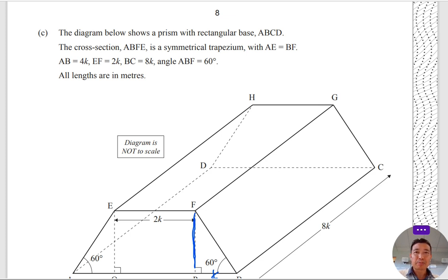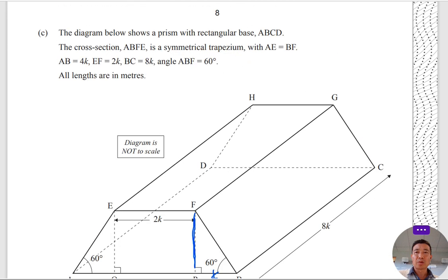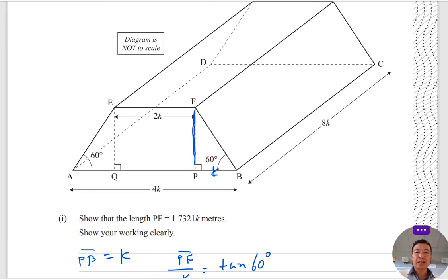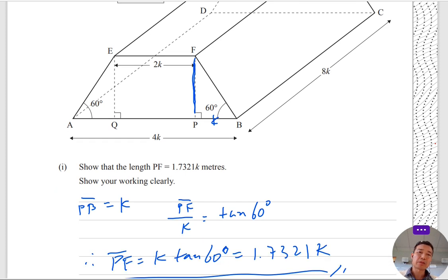The diagram below shows a prism with the rectangular base ABCD. The cross section ABFE is a symmetrical trapezium with AE equals BF, and AB equals 4K, EF is 2K, BC is 8K. Angle ABF is 60 degrees. All lengths are in meters. Show that the length BF is 1.7321K meters. So this is just a simple trick question, isn't it?